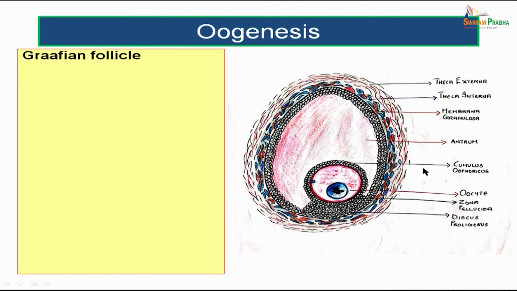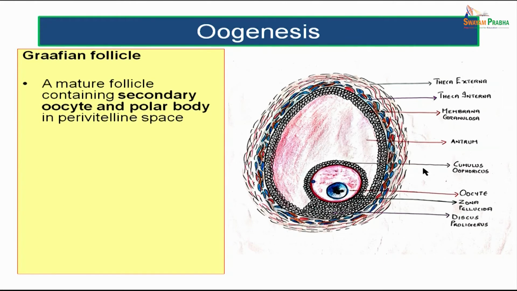And finally, the tertiary follicle will become a mature follicle, and the mature follicle is now known as the Graafian follicle. So, the Graafian follicle is a very sure short note for the exams, for any university exams. This is a favorite topic for the examiners. So, what do you mean by a Graafian follicle?